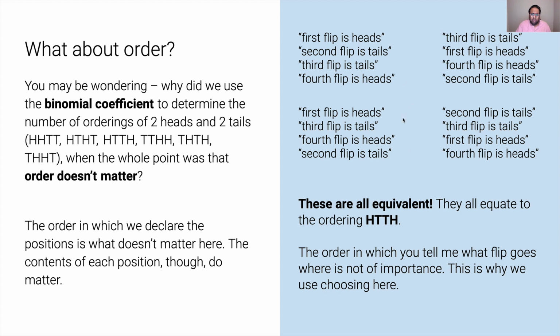And these are all the same thing. They are not different orderings of head, tail, tail, head. These are just different ways of stating what the contents of each position are, but the ordering itself is the same. So the ordering of how you present these statements is what doesn't matter, and that's why we can use the binomial coefficient.